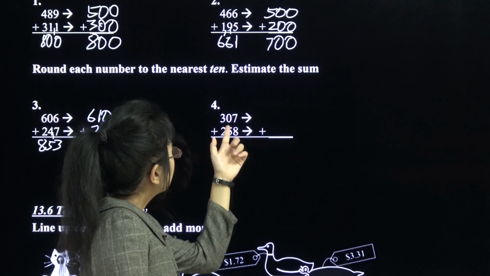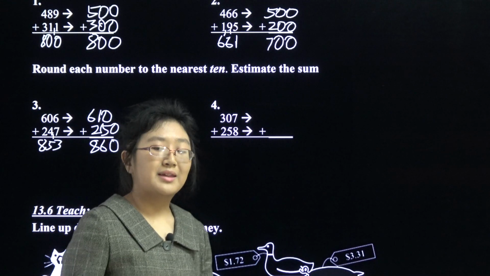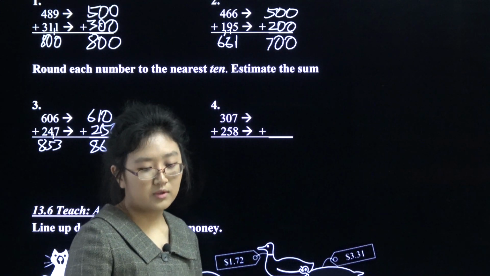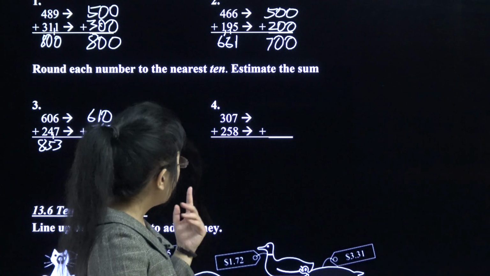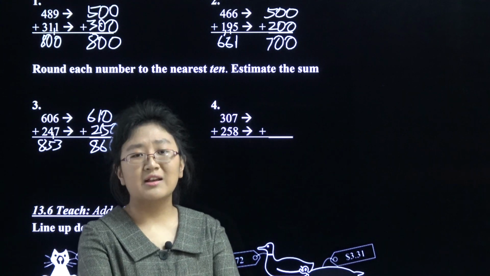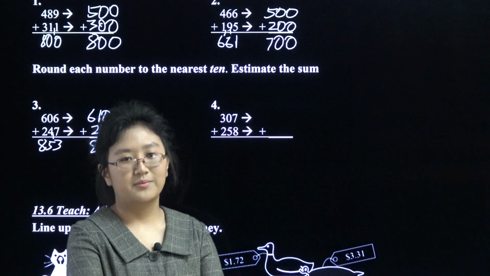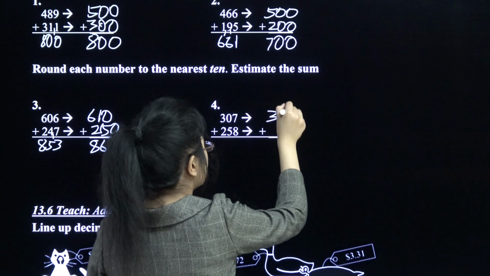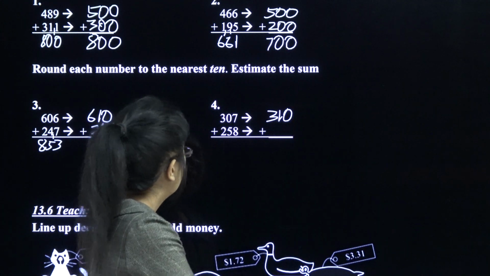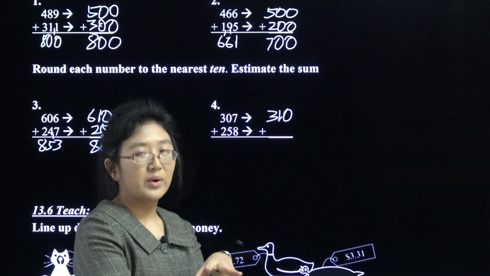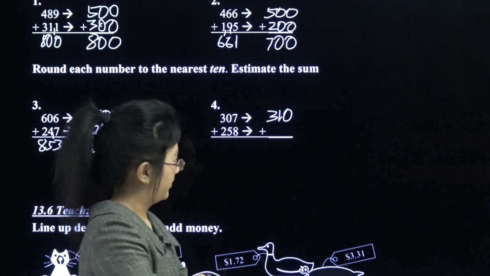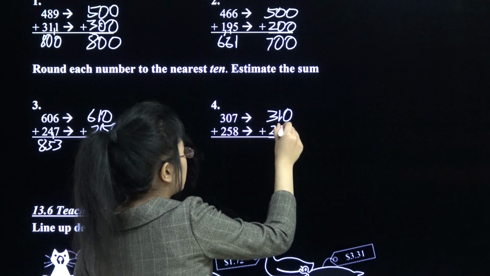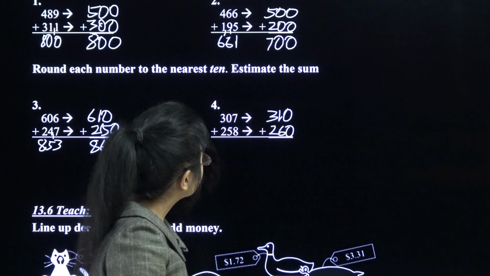Now, this. 307. Do we round it up to the nearest 10 or down to the nearest 10? Well, where is the nearest 10? Is 310 closer or is 300 closer? 310 is closer. Now, for this one, we're just going to go with if it's 5 or bigger, round up. Is 8 bigger than 5? Yes, so we round up, which becomes 260.